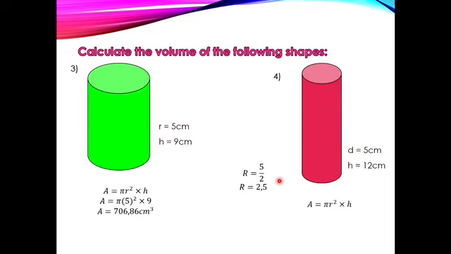Now you're going to write down the formula and fill in accordingly. Your radius is 2,5 and your height is 12. Put this into your calculator, press equals, and you should get an answer of 235,62 centimeters cubed.